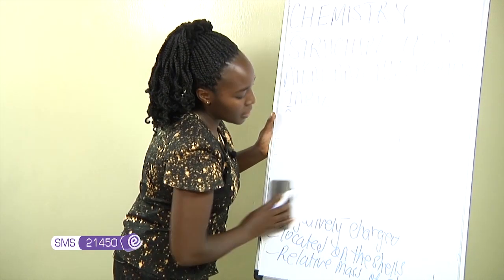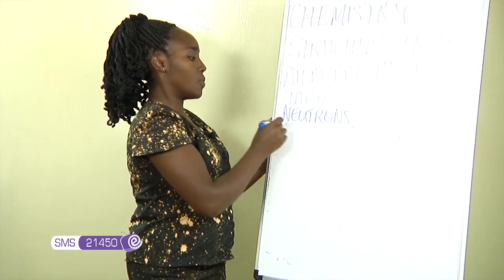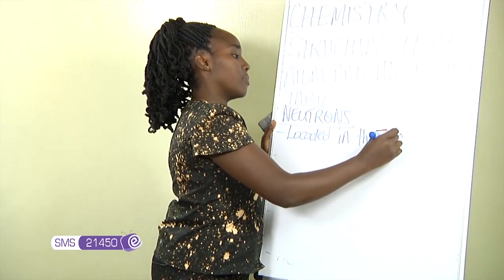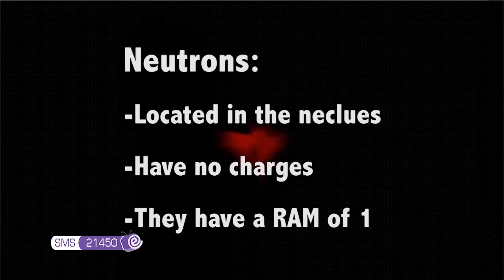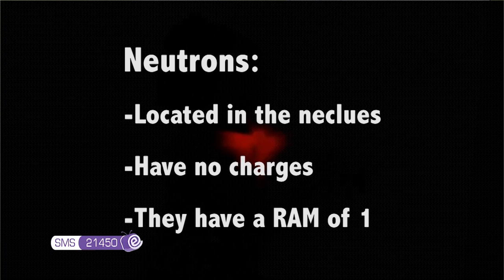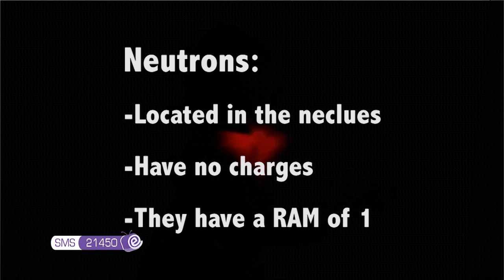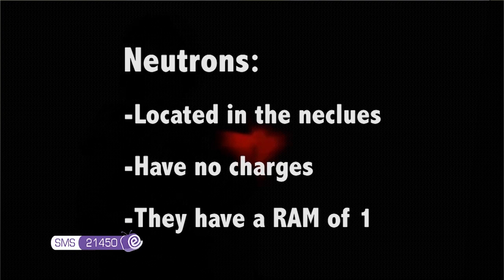And three, we have the neutrons. Neutrons, what are they? So neutrons, they are located in the nucleus of an atom. Number two, they possess no charge. So the other two, that is the protons, they are positively charged. The electrons are negatively charged. But the neutrons, they possess no charge. What about the mass of the neutrons? The neutrons have a relative mass of one. So just like the protons, they have a relative mass of one.